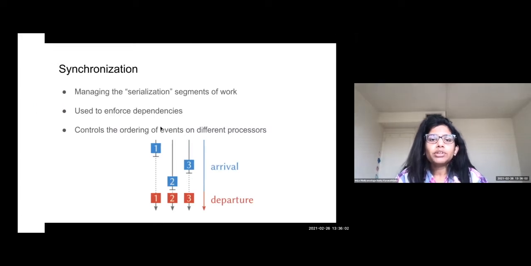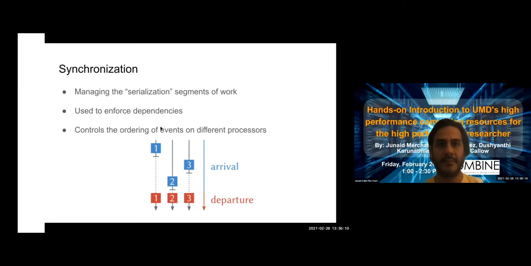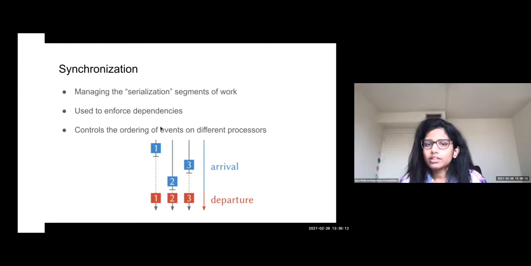So now we know how to do the dependency analysis. If the code has at least some independent part, we can do parallelization. However, not all code is parallelizable, and does that mean we cannot run it in parallel? No, the solution is synchronization. Synchronization is used to enforce dependencies, and it manages and controls the ordering of events on different processes.